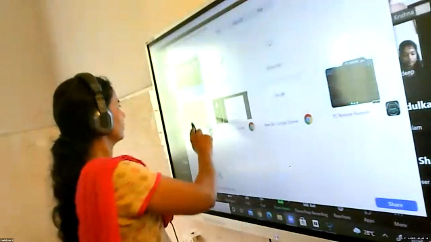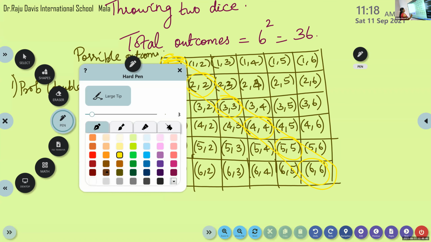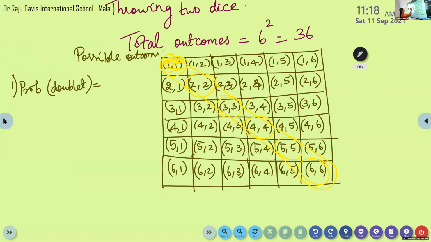Now look here. This is the main diagonal. There are 36 outcomes. So what is the probability of getting a doublet? Probability of getting a doublet is 6 by 36, which is 1 by 6.